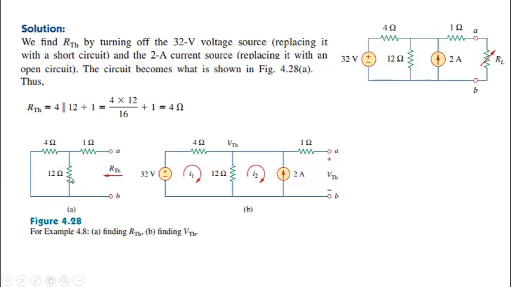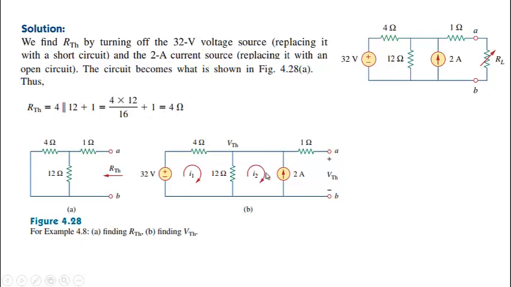So RTH will be the parallel combination of these two, in series with this. Total will be the parallel combination of 4 and 12 plus the series 1 ohm. So it comes out to be 4 times 12 divided by 16, plus 1. 4 times 12 is 48, divided by 16 is 3. 3 plus 1 will be 4. This will be the RTH.